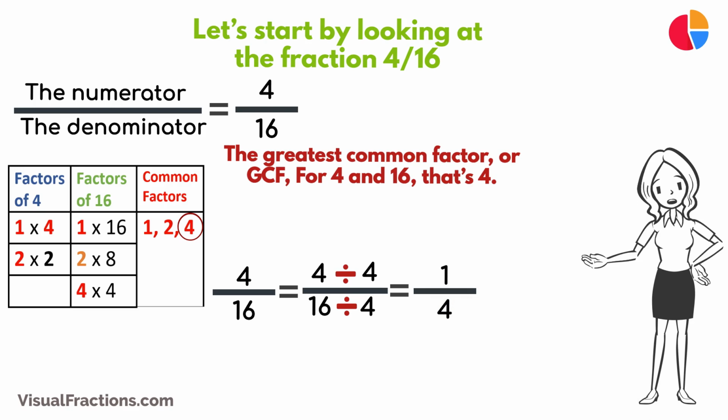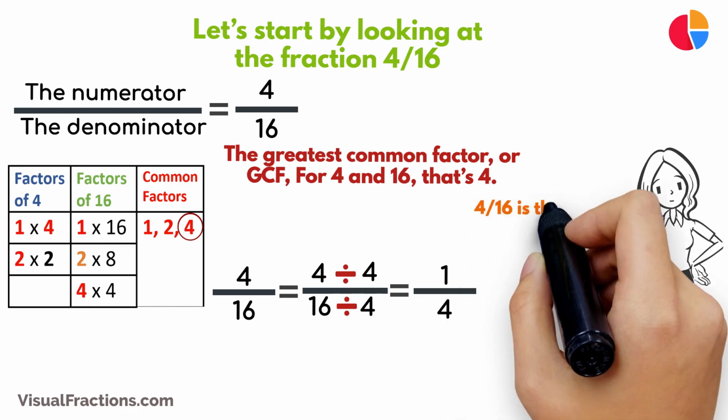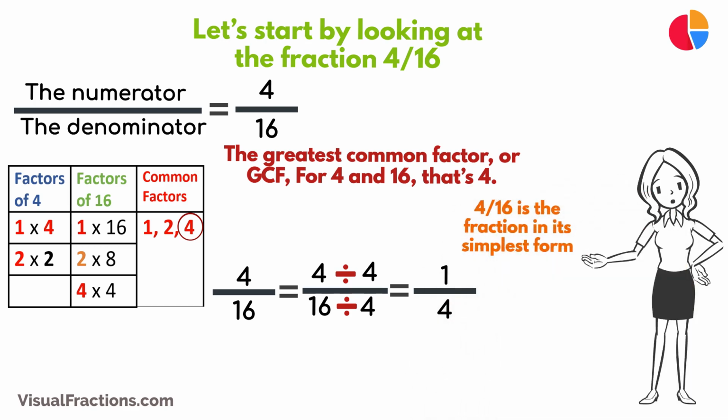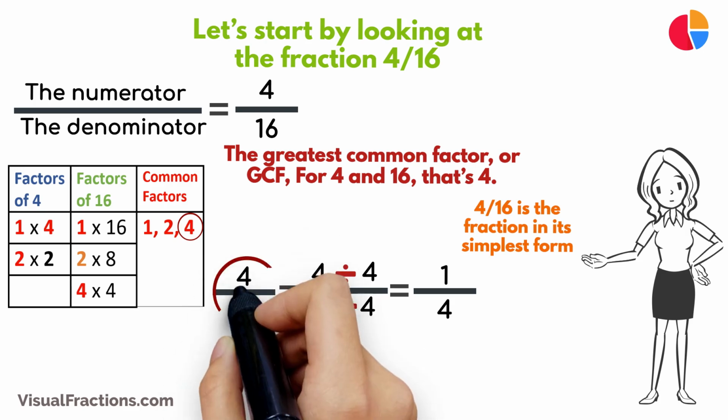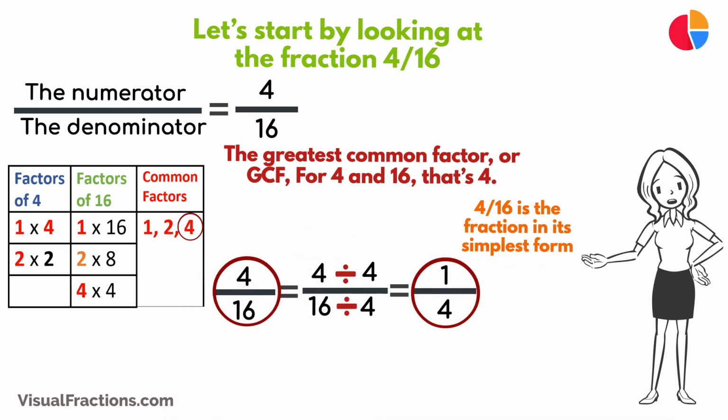So, simplifying 4/16, we end up with 1/4, which is the fraction in its simplest form and cannot be reduced any further. It's important to note that both the original fraction 4/16 and the simplified fraction 1/4 have the same decimal value, which is 0.25. This demonstrates that simplifying a fraction does not change its inherent value but makes it easier to understand and use.